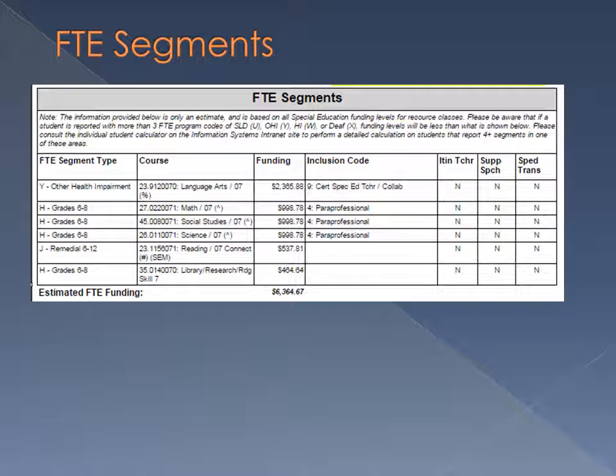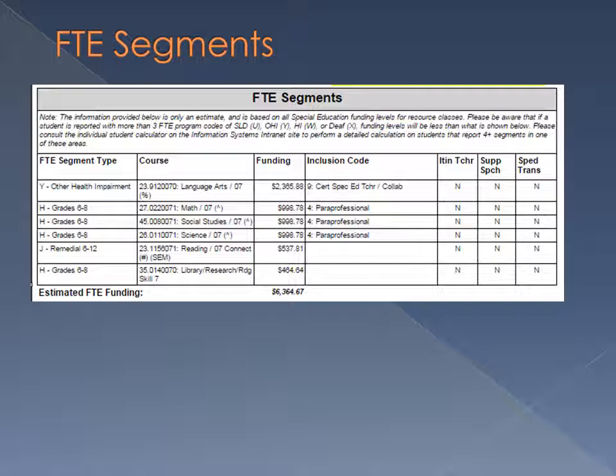Students with a .1 course number pull at the remedial or EIP weight, and you will see that for the Reading 07 Connection class here. Those with a .2 will pull at the gifted funding weight. And students with a .8, which would be a resource or self-contained class, or a .9, which is a co-taught collab class, would pull at that student's area of disability.